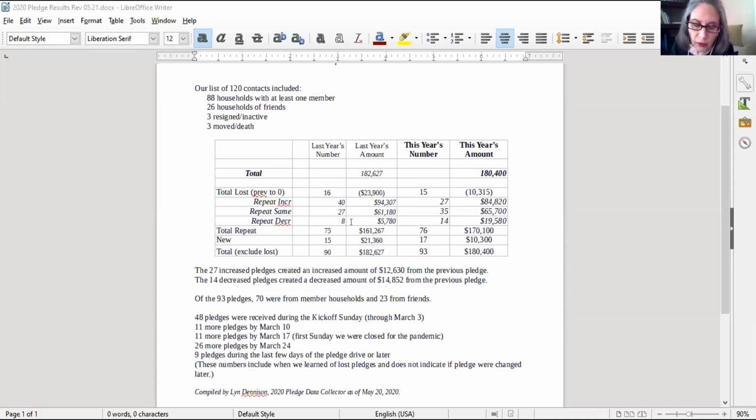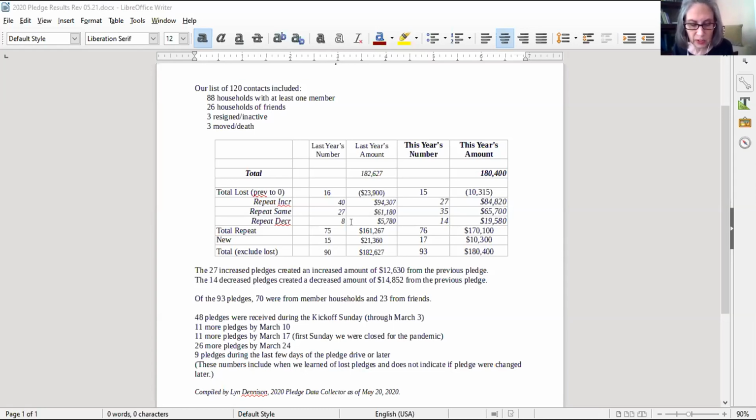The sheltering for the pandemic began about halfway through March, which of course disrupted many of our lives and likely affected our results. Nonetheless, we were able to raise $180,400 in pledges from 93 households. Our 17 new pledges made up the difference in our 15 lost pledges, and the 27 increased pledges did not quite make up the difference for our 14 decreased pledges.